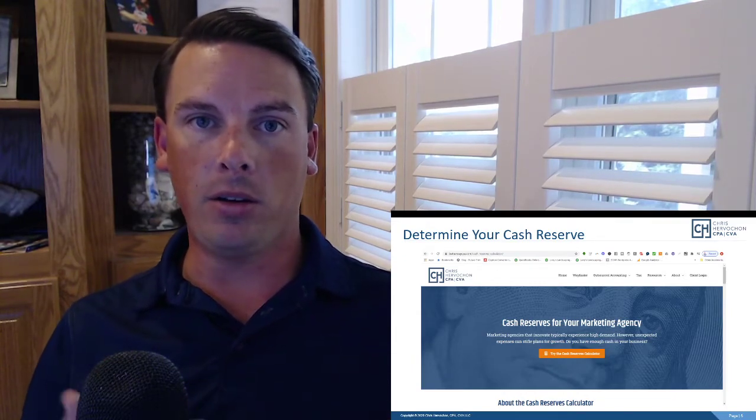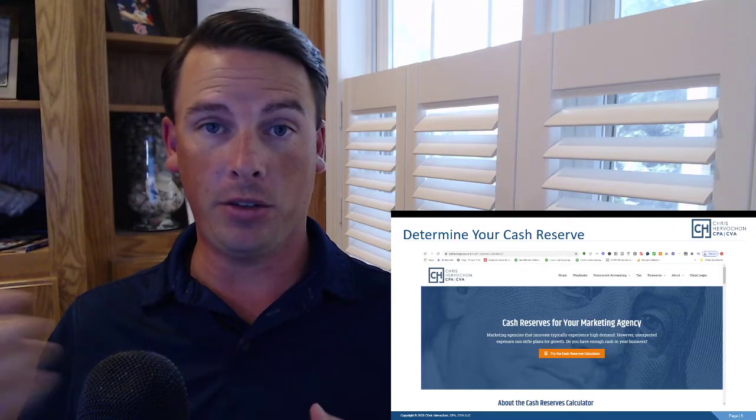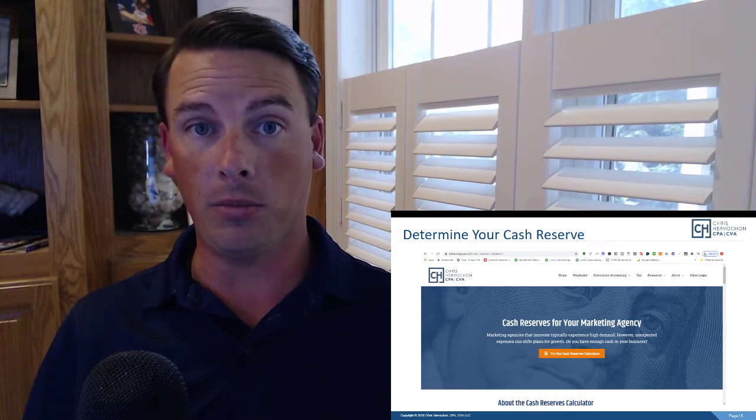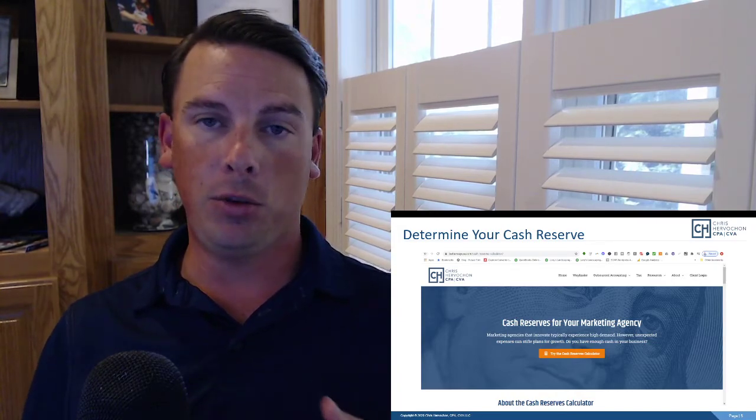When you're thinking about bringing on new employees, you've got to have that cash reserve, because there's going to be an increase in wage expense, which may not come with an increase in revenue or an increase in projects. Super important to have that cash reserve.